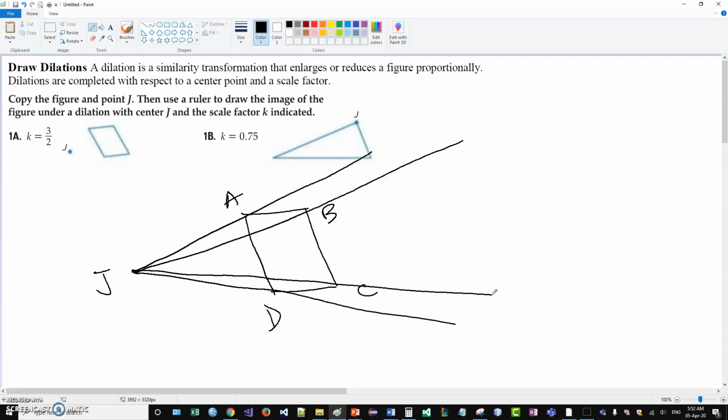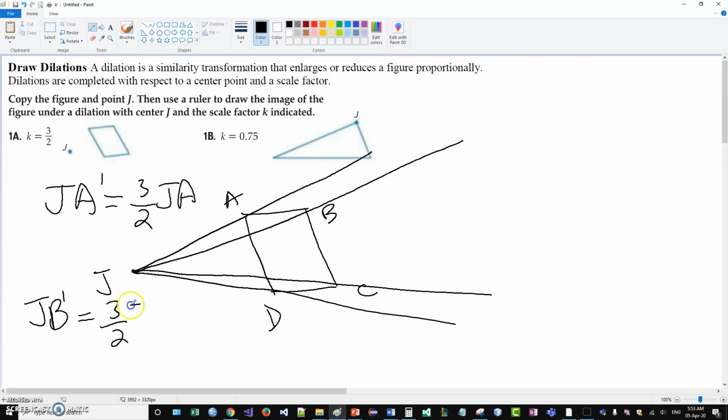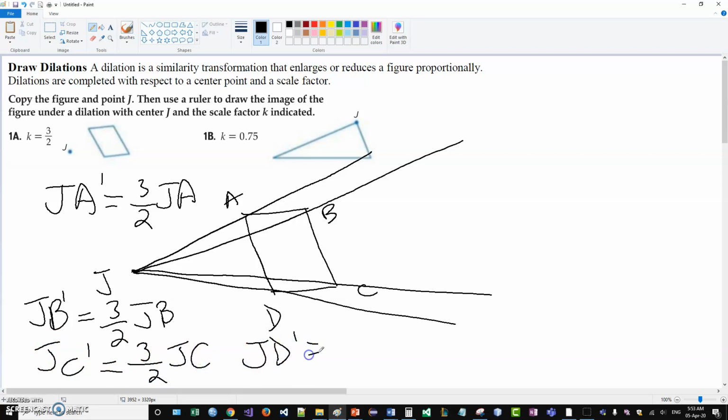Okay, and then you locate a point on each ray whereby JA prime, which is the new point, equals 3 over 2 JA, and JB prime equals 3 over 2 JB, and JC prime equals 3 over 2 JC, and JD prime equals 3 over 2 JD. 3 over 2 is 1.5.